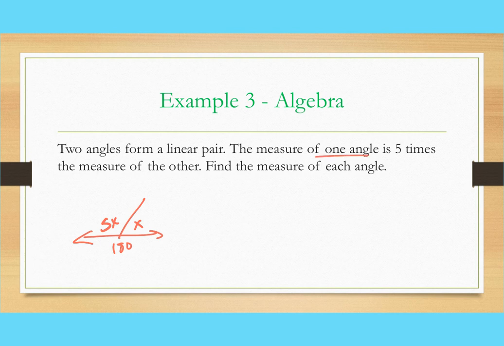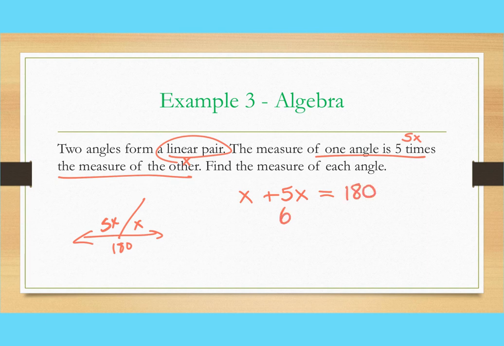So the measure of one angle is 5 times the measure of the other. The other is my x. That's what I don't know, okay? But the first one is 5 times that, which means it's 5x. Because they're a linear pair, x plus 5x equals what? 180. So then 6x, you're not wrong. x plus 5x does equal 6x. 6x equals 180, and then divide both sides by 6. x is 30, which means the smaller angle is 30. And the other one is what? Good. 5 times 30 or 150.